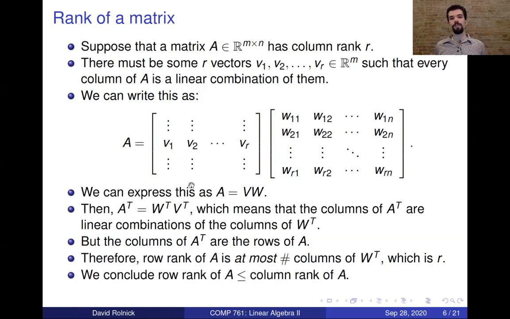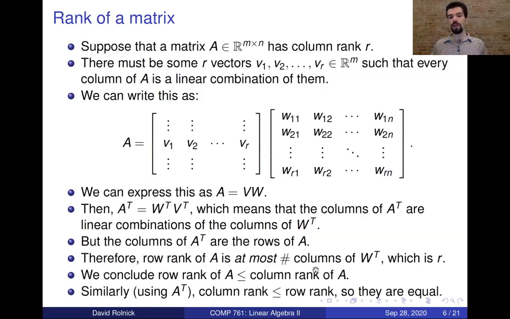So we can also just do the same. This is what we got from what we did just now: row rank is less than or equal to column rank. We could also do the same thing with A transpose and show that the row rank of A transpose is less than or equal to the column rank of A transpose. But that just means that the column rank of A is less than or equal to the row rank of A.